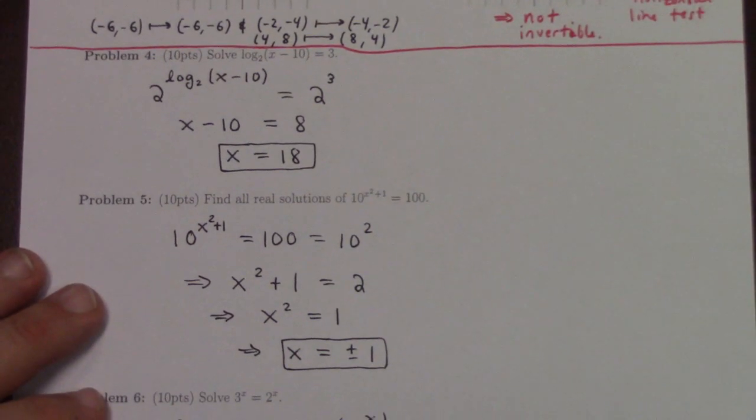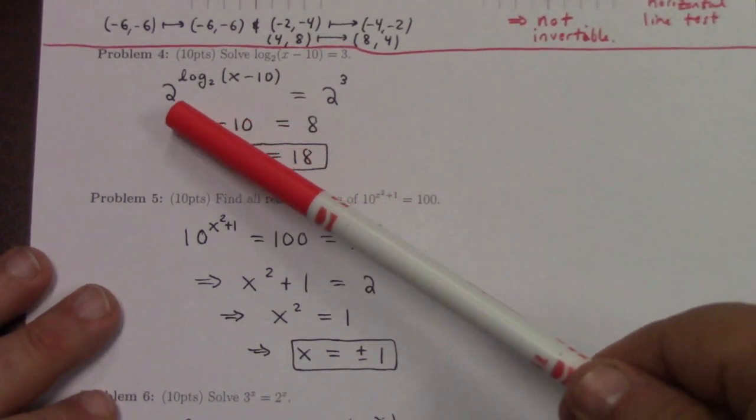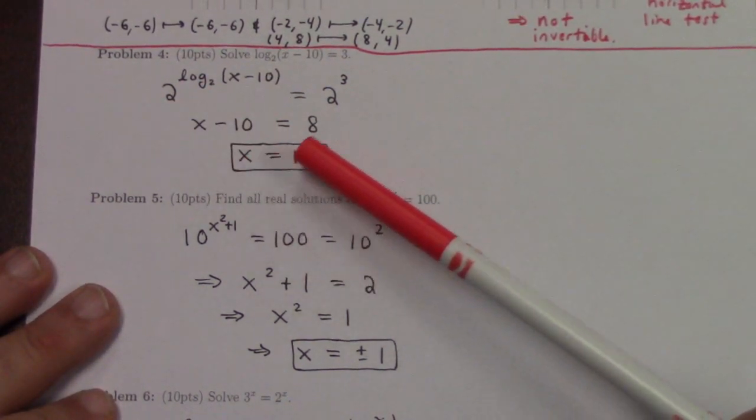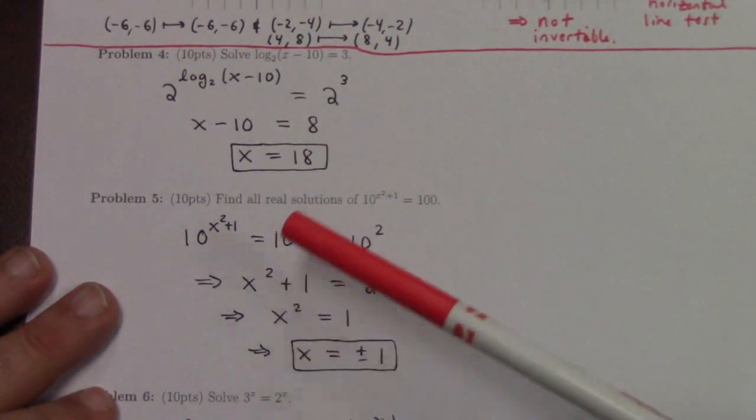Problem 4. Let's see here. I exponentiated both sides, base 2. So that killed off the log base 2, gave me x minus 10 equals 2 to the 3rd power, which is 8, which gives me x equals 18.